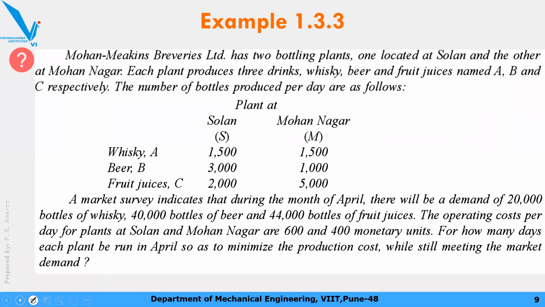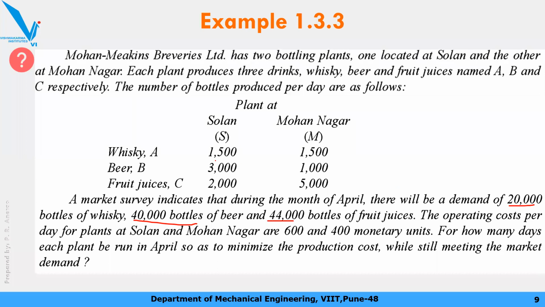Read the problem statement. Mohan Meakins Breweries. Most of you might be aware of this brewery. It has two bottling plants, one in Solan and one in Mohan Nagar. Now the requirement for the month of April is given: 20,000 and 40,000 of various beverages.